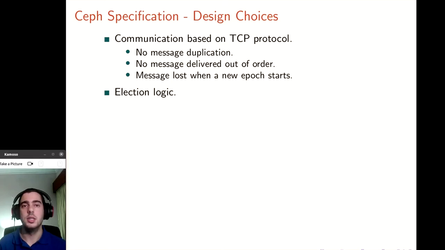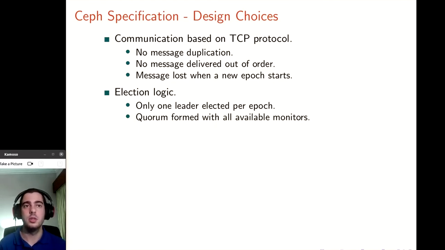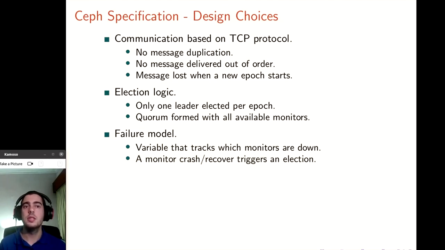For the election logic, there is only one leader elected per epoch, and the quorum in the election will be formed with all available monitors, all the monitors that are not down. For the failure model, I have two options: to do it implicitly by letting the model checker find the behaviors where the monitors don't respond, or doing it explicitly by having a variable that keeps track of which monitors are down and which monitors are online. I chose the second option, so I have a variable that keeps track of which monitors are available and which monitors are down, and when a monitor crashes or recovers, that immediately triggers a new election.